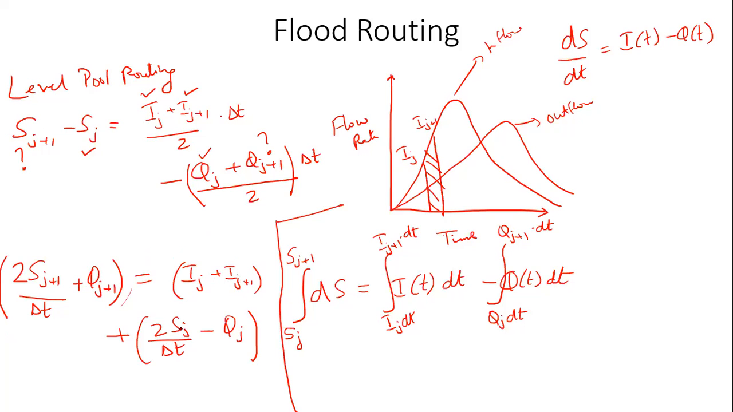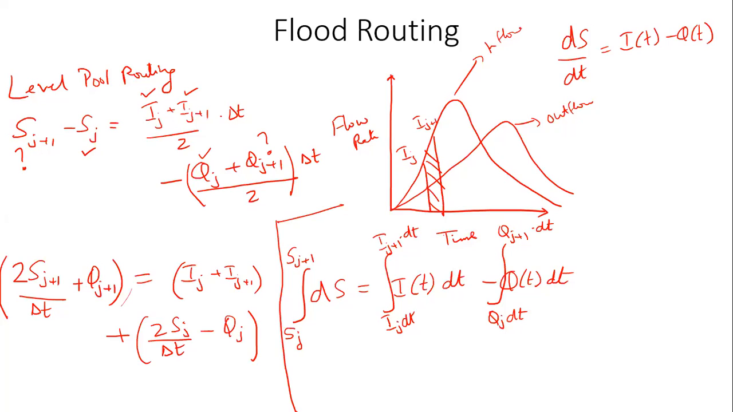I also know storage at time step j and the outflow at time step j. Correct. So what I've done is I've just separated these terms out in such a way that all the unknowns are on the left hand side and all the knowns are on the right hand side. Naturally, since I know all the terms on the right hand side, I just put in those numbers and I compute this left hand side, which is a combination of the storage term and the outflow term.